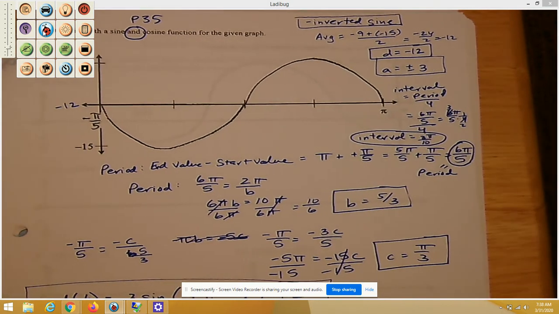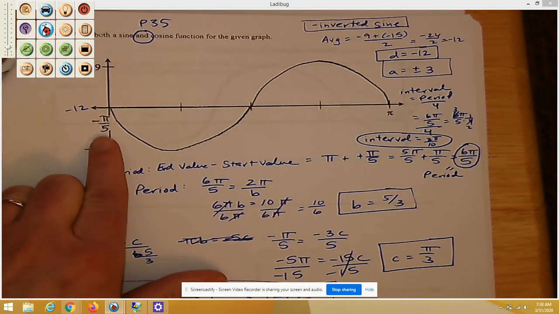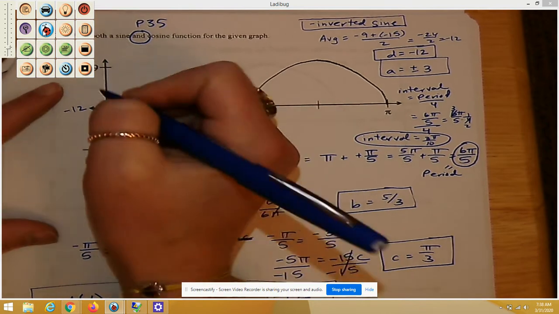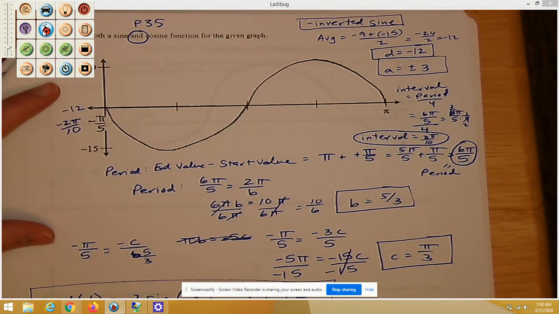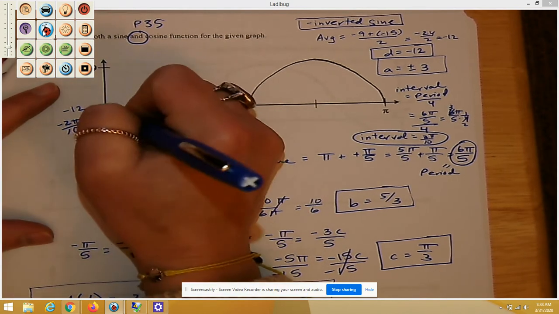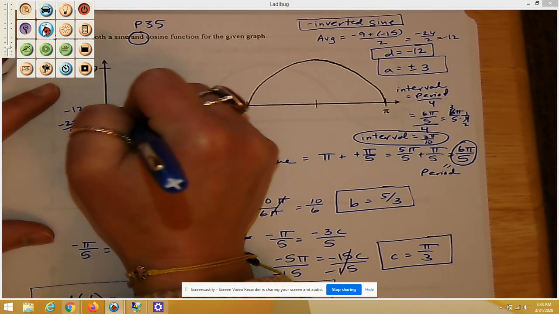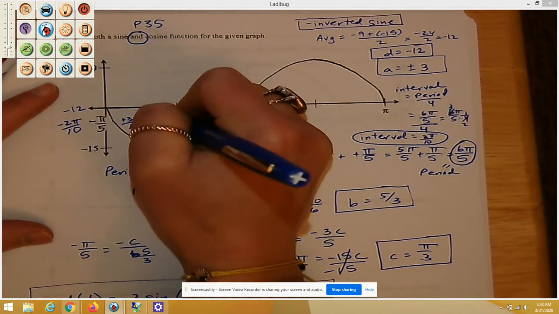All right, once I know that, I would make this so I had a common denominator. So I would change this to negative 2 pi over 10. And then I would add the 3 pi over 10 along the way. So I'm going to add 3 pi over 10, and that'll give me pi over 10.